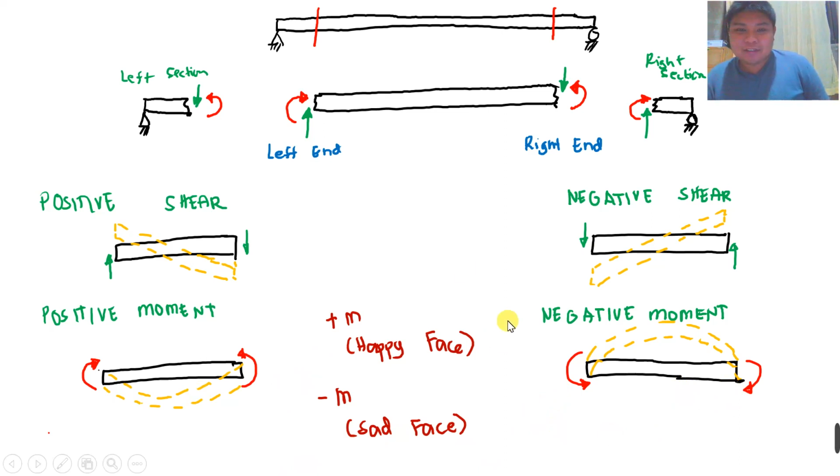So, parang ano lang yan, no? Pera, kapag may pera ka, nag-positive ang pera, sasaya ka. Kapag nabawasan ng pera, yun, malulungkot ka. Ayan.